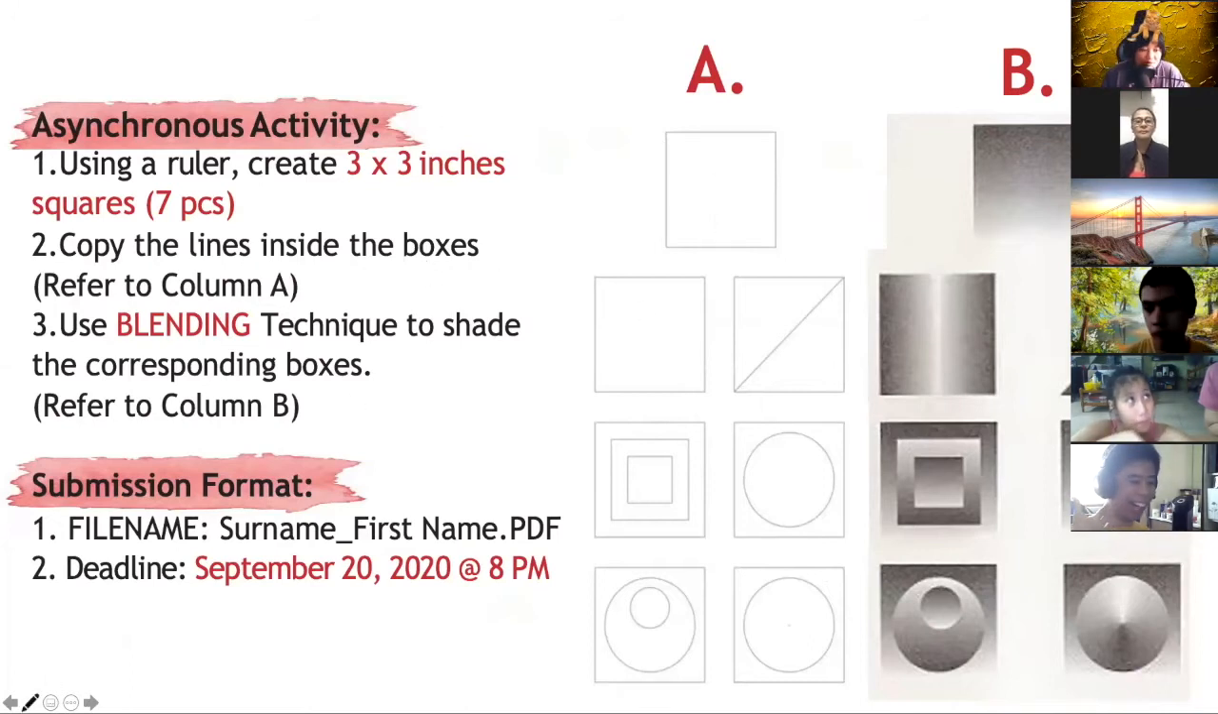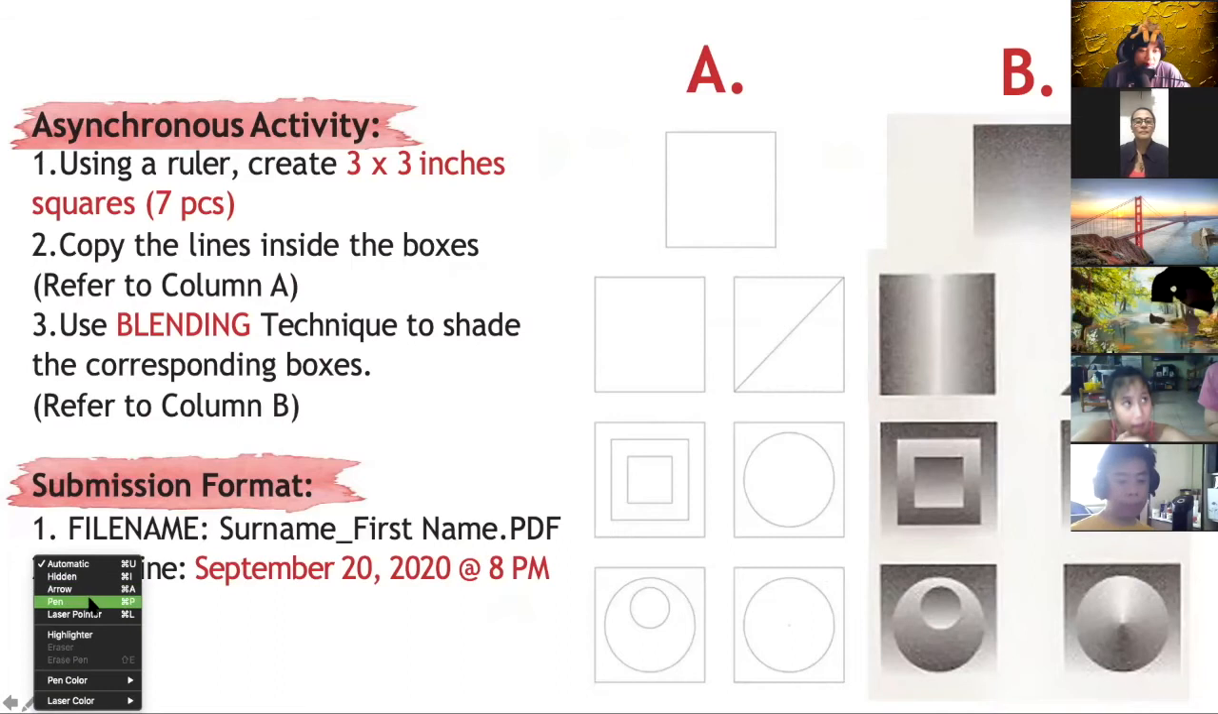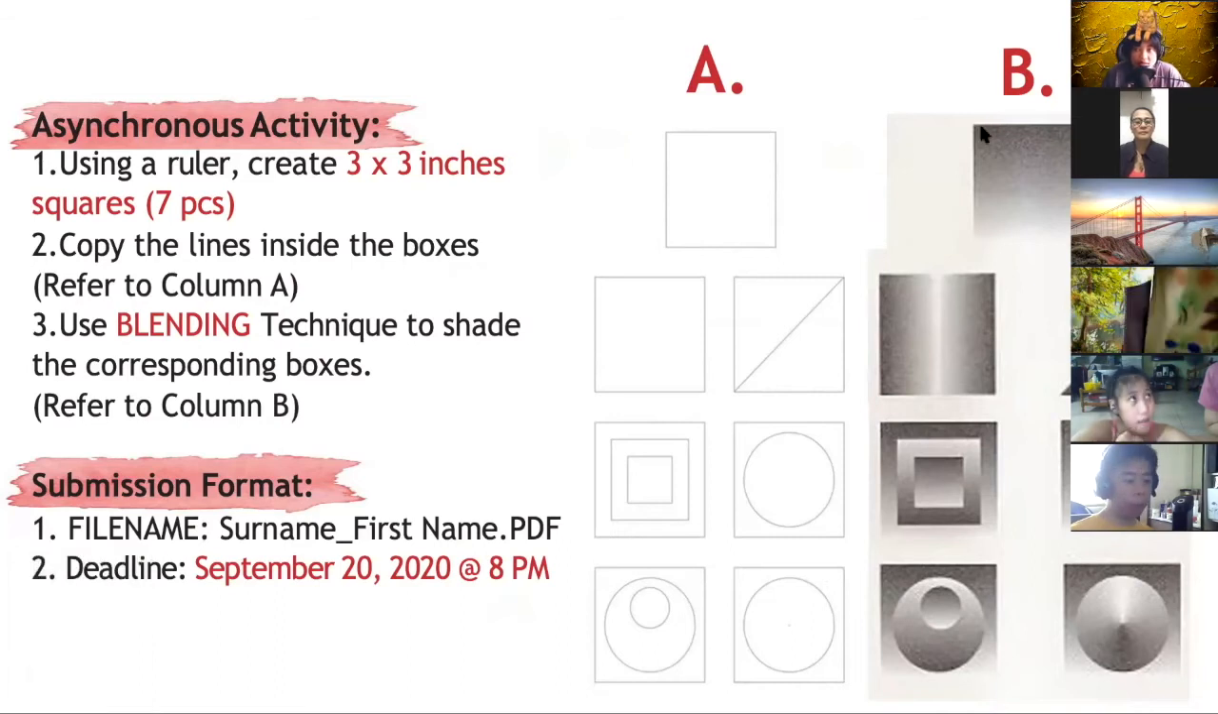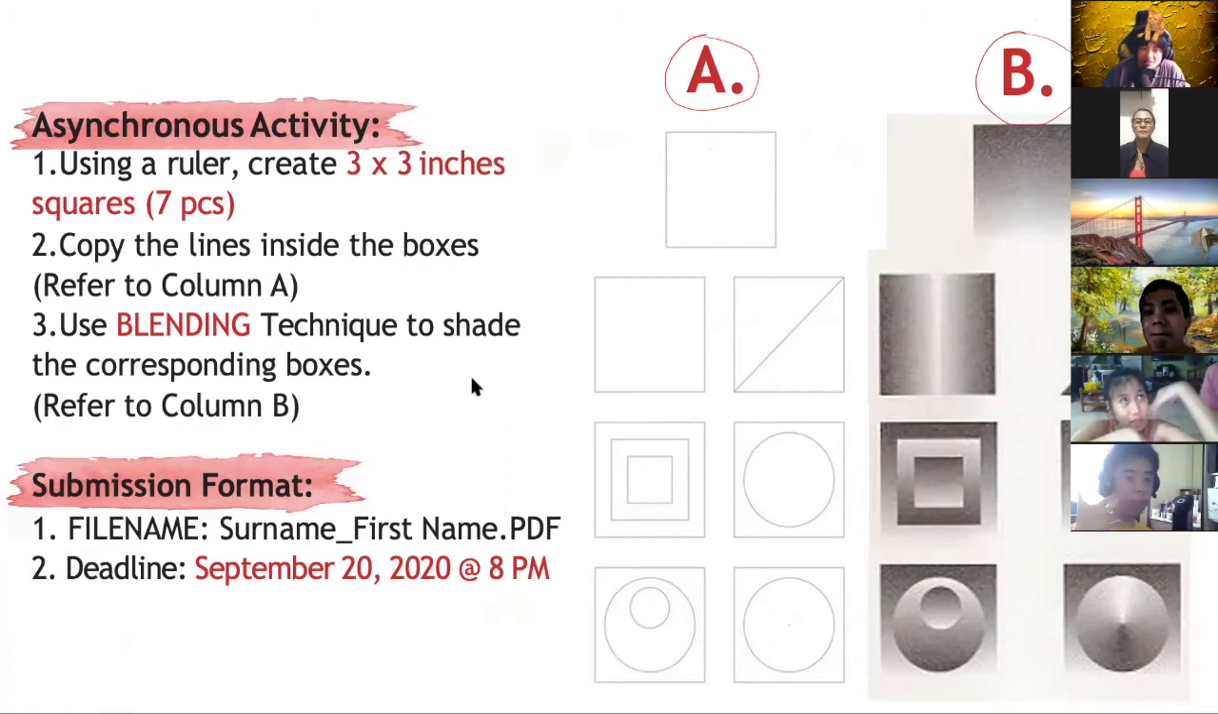All right. So where were we again? So here, kumbaga, kokopyahin nyo yung lines kay column A and then yung shading kay column B. All right? Ayun. And then same lang. Okay, it's not September. It's on October.